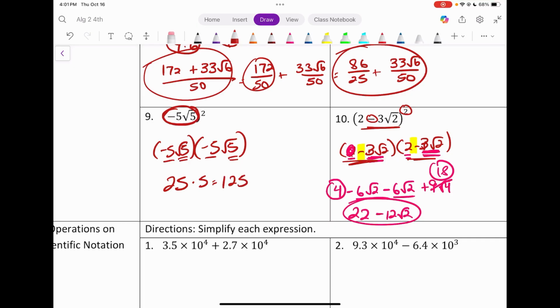So if there's no plus or minus signs, if you would like to just square the negative 5, which gives you 25, and then square the square root of 5, which gives you 5, you can do that. You don't have to FOIL it out unless there's a plus or minus sign.